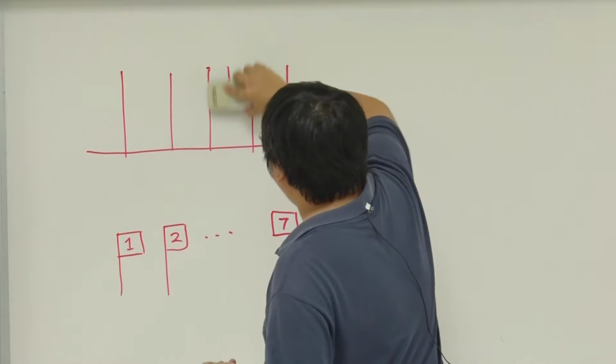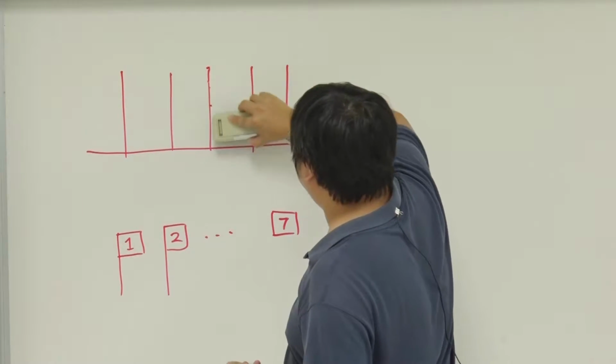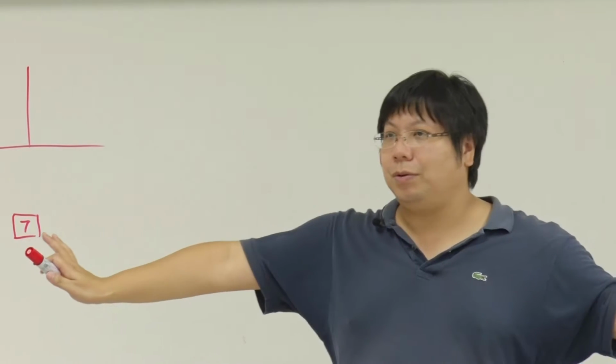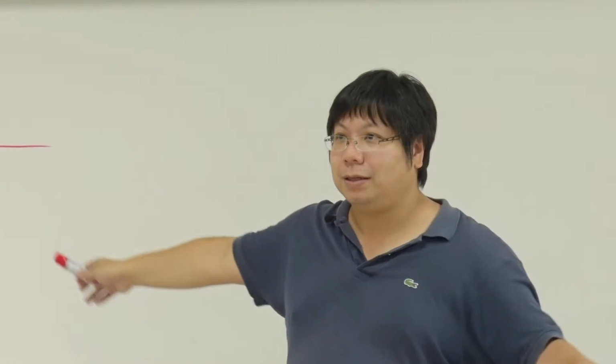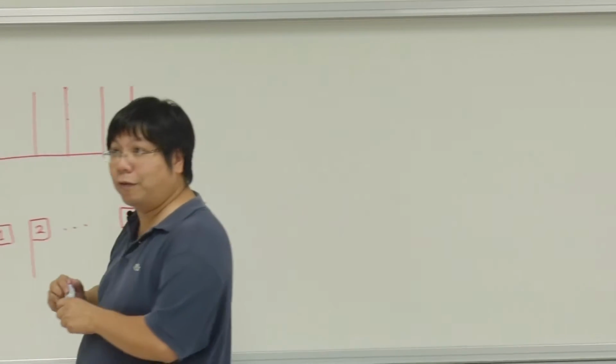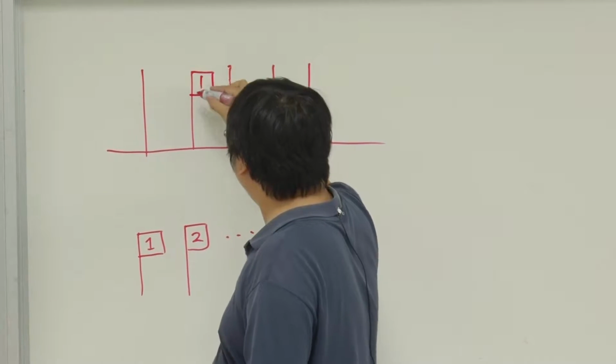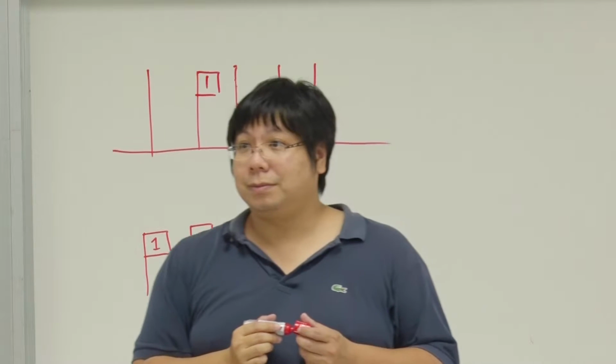So let's see. So first of all, for 1, how many ways? There is no other flags in this case, right? So let's take a look at a particular example. So suppose that 1 is put here. Okay, flag 1 is put here.